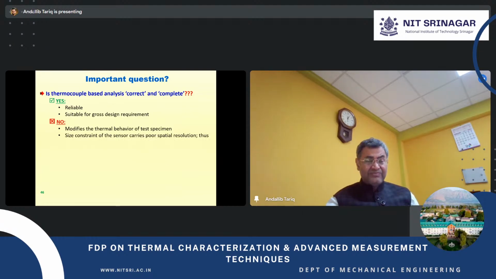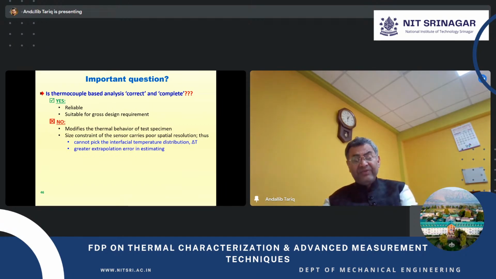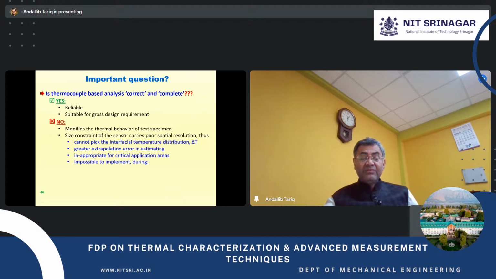Size constraint is also there, and we are talking about asperity contacts at the microscopic level. A thermocouple has a finite size, and we cannot drill a hole without modifying the surface behavior at the interface. Thermocouples are generally 1 millimeter, 1.5 millimeter, something like that. Poor spatial resolution means it cannot capture the interfacial temperature distribution and the delta T correctly, and the extrapolation error can be large. And it may not be appropriate in critical applications.